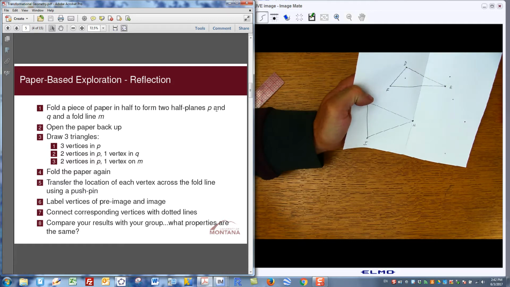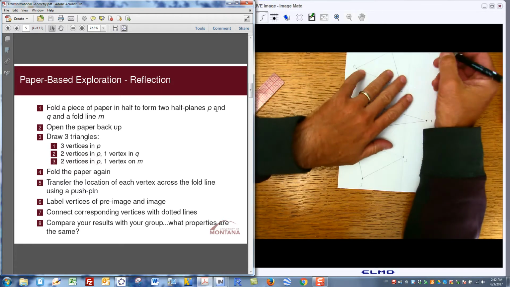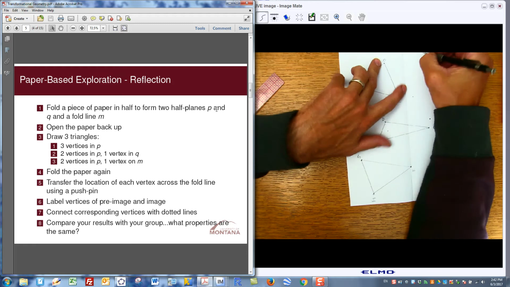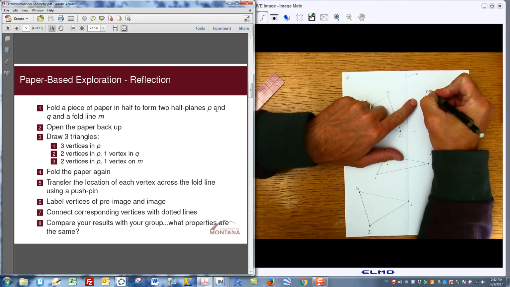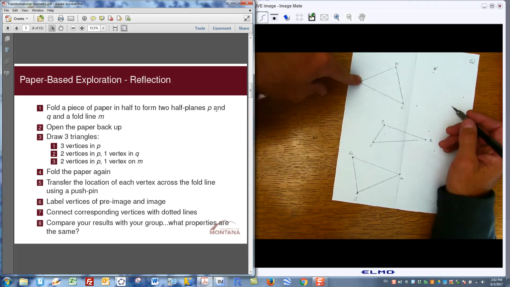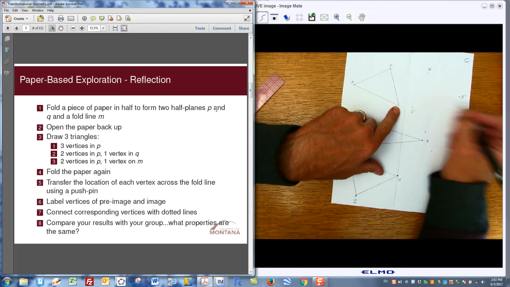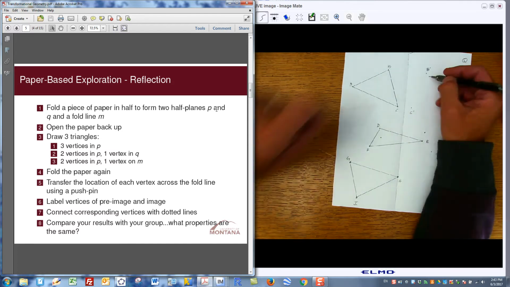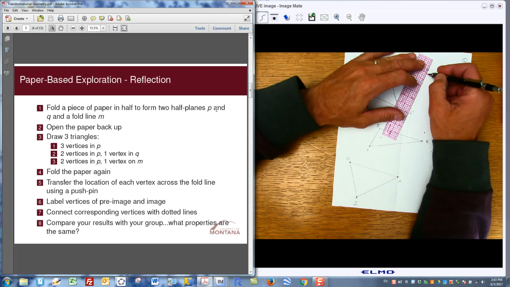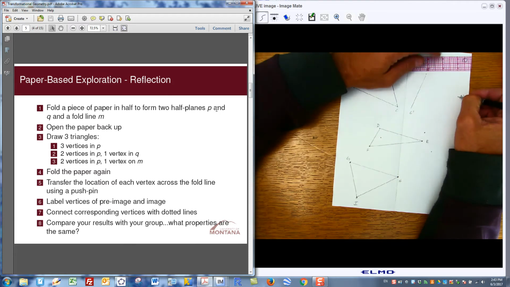label the vertices of the pre-image and image. Okay, so pre-image and image. So this was the pre-image, so that must be the image. So that must be B prime. This was the pre-image A, so that must be A prime. Pre-image C, that must be C prime. So that means the triangle that's been transferred across looks like this.